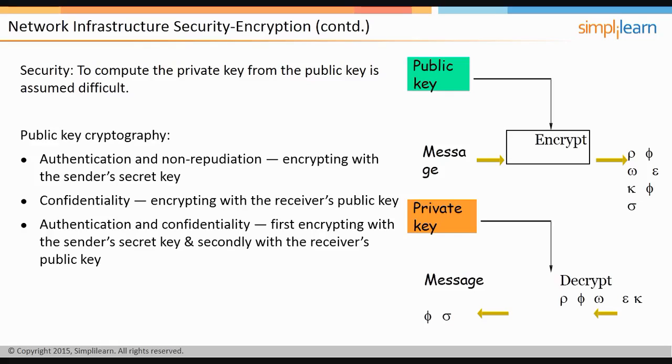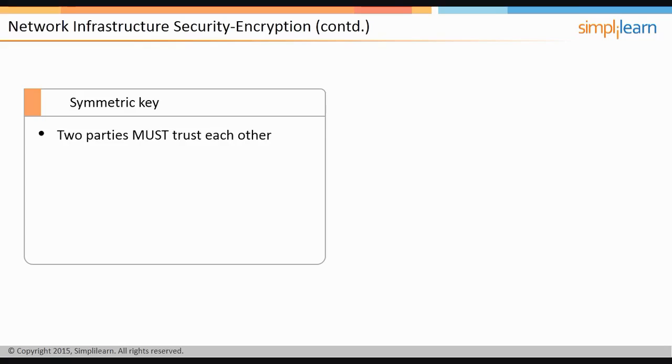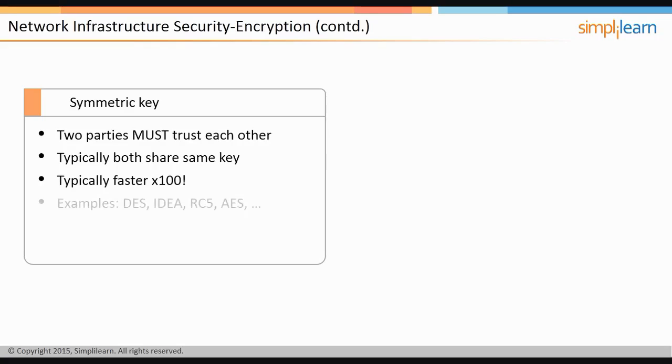Let us learn the differences between symmetric key and public key in the next screen. In symmetric key encryption, the two parties must trust each other. Typically, both share the same key. Symmetric key encryption is generally 100 times faster than public key encryption. Examples include DES, IDEA, RC5, AES.